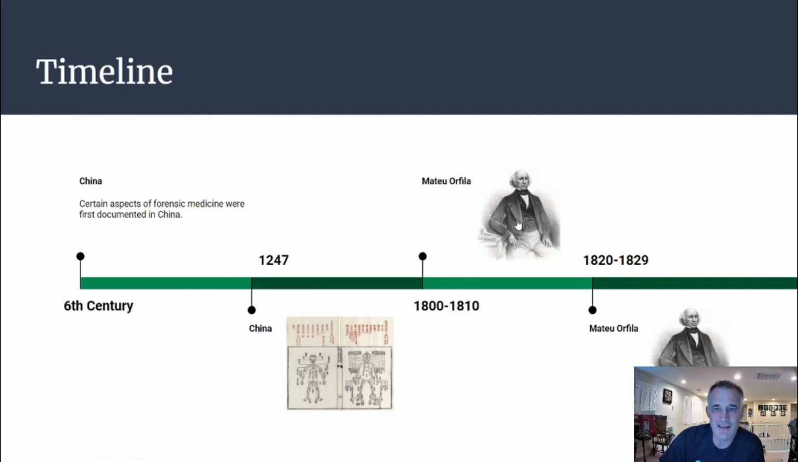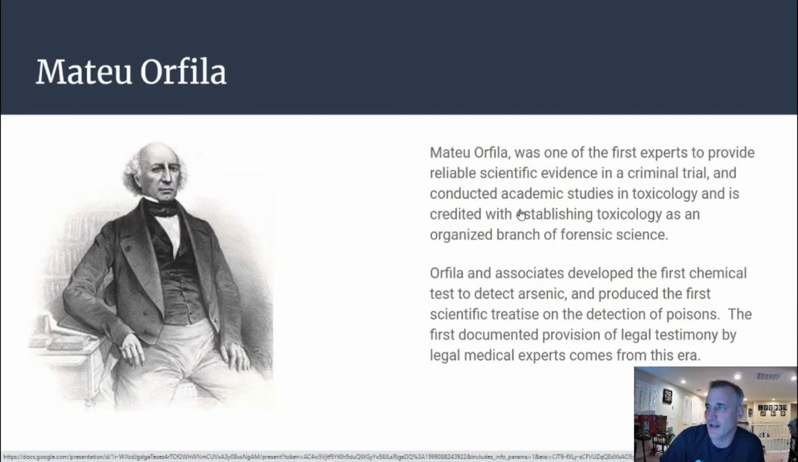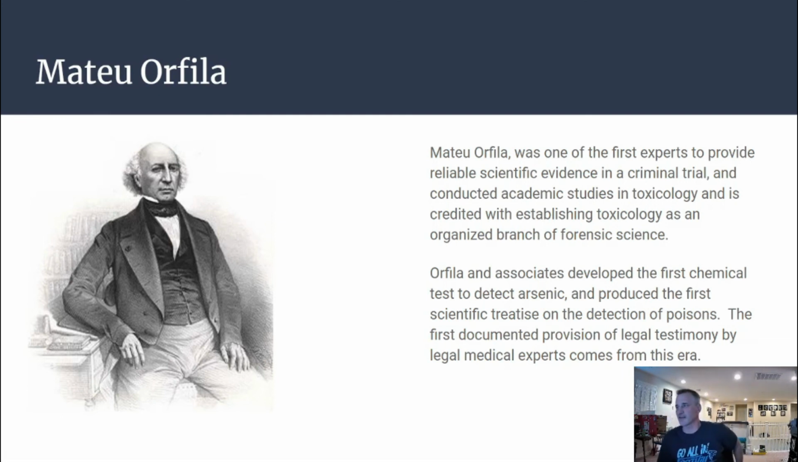Around the 1800s to 1810s, you have a gentleman named Orfila. This gentleman was one of the first experts to provide reliable scientific evidence in a criminal trial. He conducted academic studies in toxicology. He's sometimes referred to as the father of toxicology. Him and his associates developed the first chemical test to detect traces of arsenic in people's bodily fluids and tissues. And basically, he kind of established toxicology as a field, right? Kind of evolving out of forensic medicine.